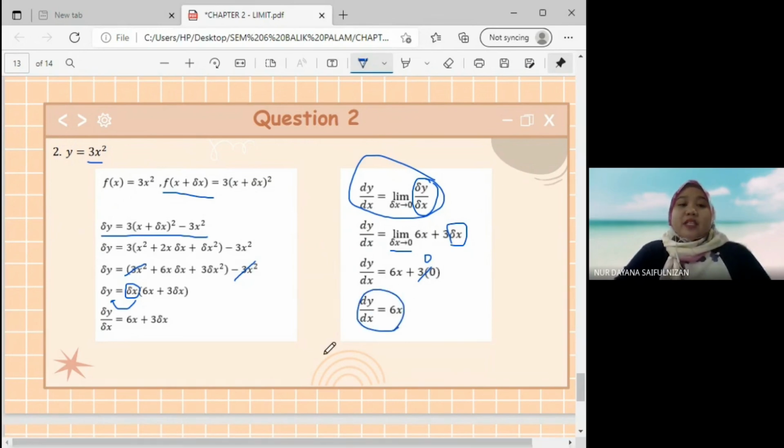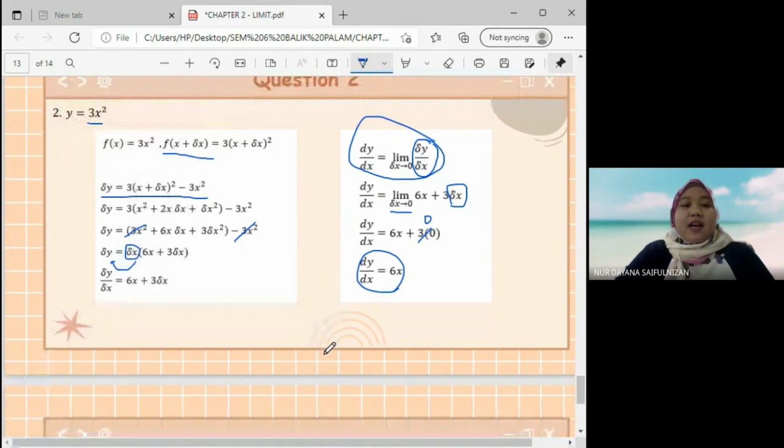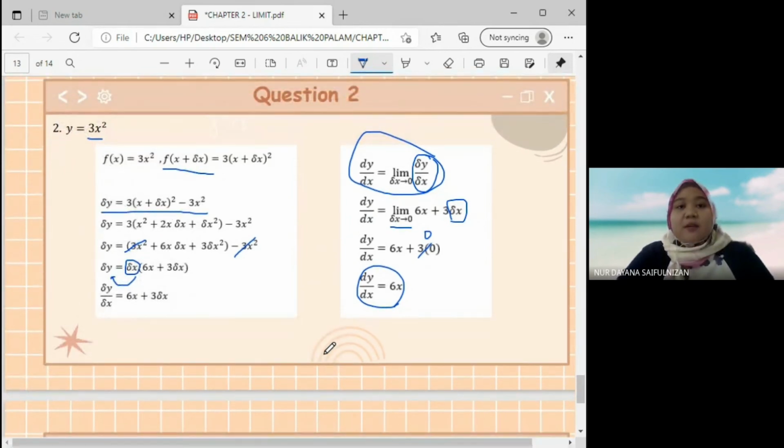Okay, so I hope you can understand what we learned for today. It may look simple, but sometimes you are careless or you are not remembering the formula. It will make it difficult to answer this question.